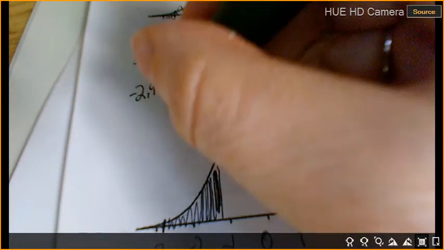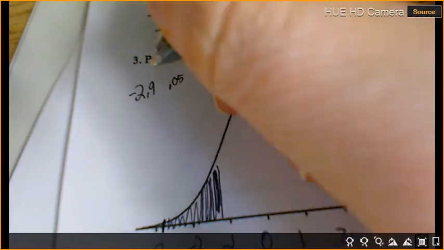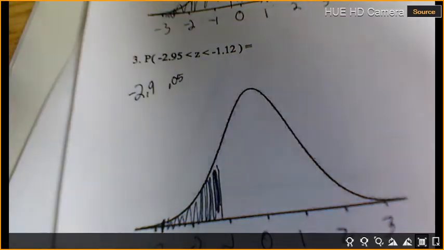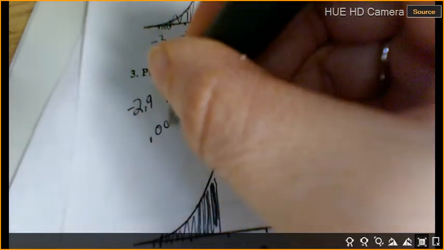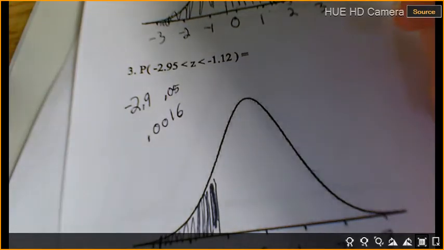I get, what do you guys get? You tell me. You looked at negative 2.9. So look at negative 2.9, and then go over to 0.05 on top. And you get 0.0016. Yes, because that's how the chart works.